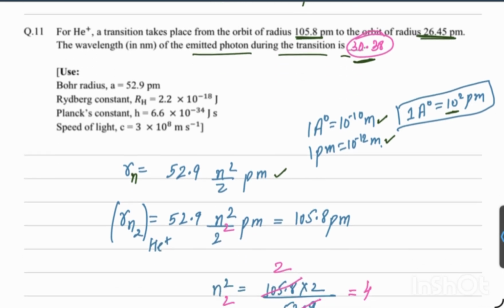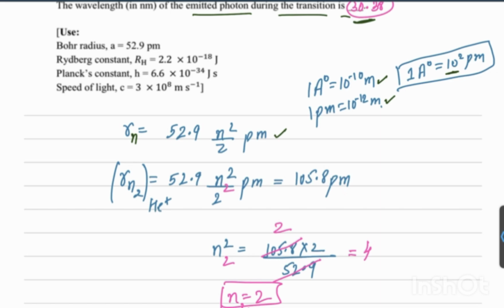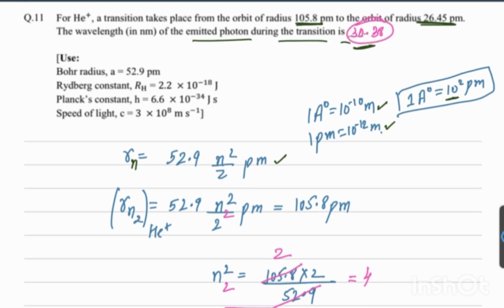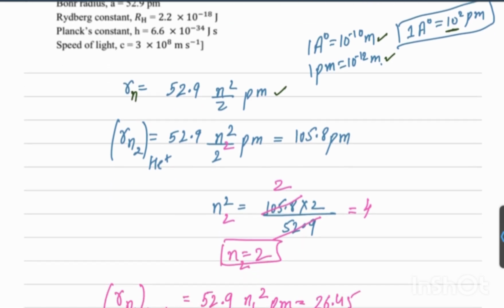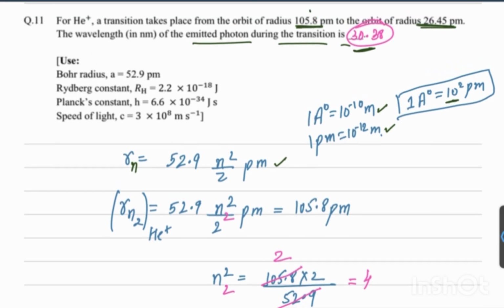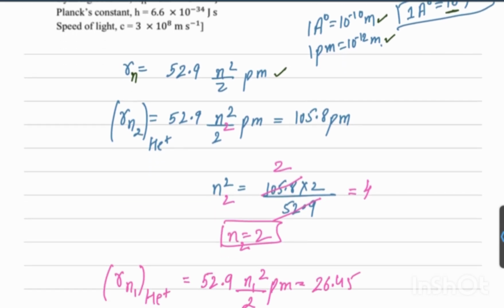So now radius of the n2 of the helium plus will be like this, 105.8. So from this equation we can get the orbit of the helium plus from where the transition happened. So n2 is 2. So we can say that when the radius is 105.8, the orbit number is 2.